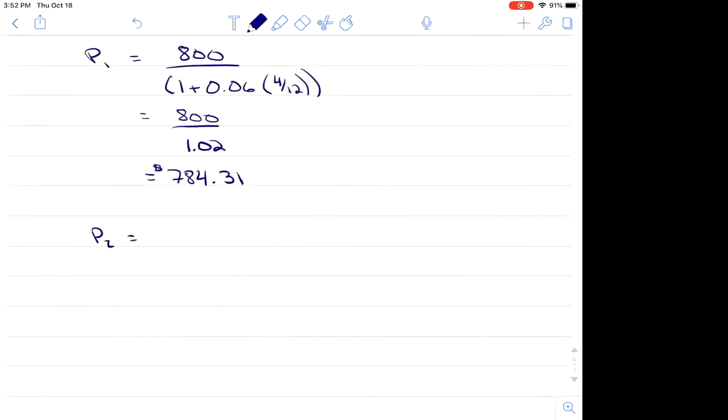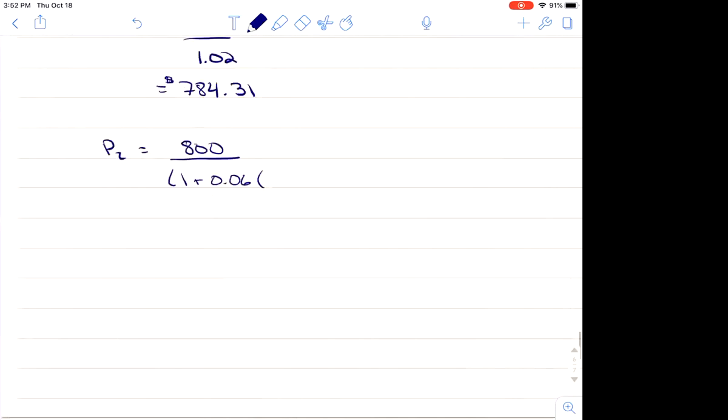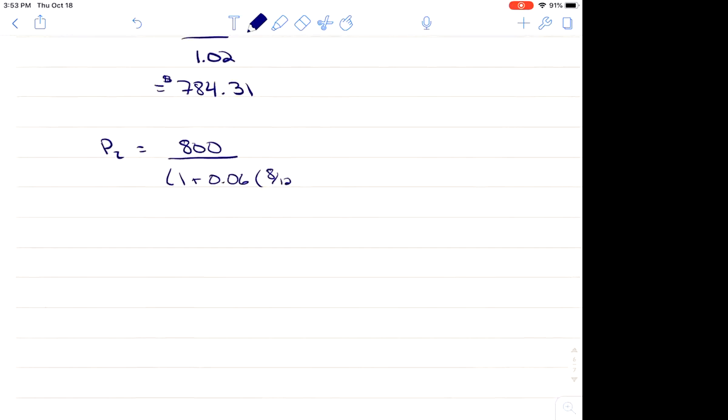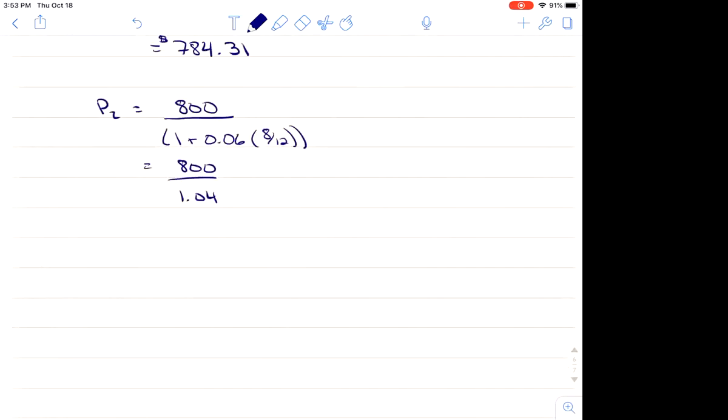On to P2. We know the future value is 800 again, over 1 plus 0.06 times, now we have 8 over 12. Eight over 12 times 0.06 plus 1. 800 divided by 1.04. Going straight to a dollar amount, 769.23.